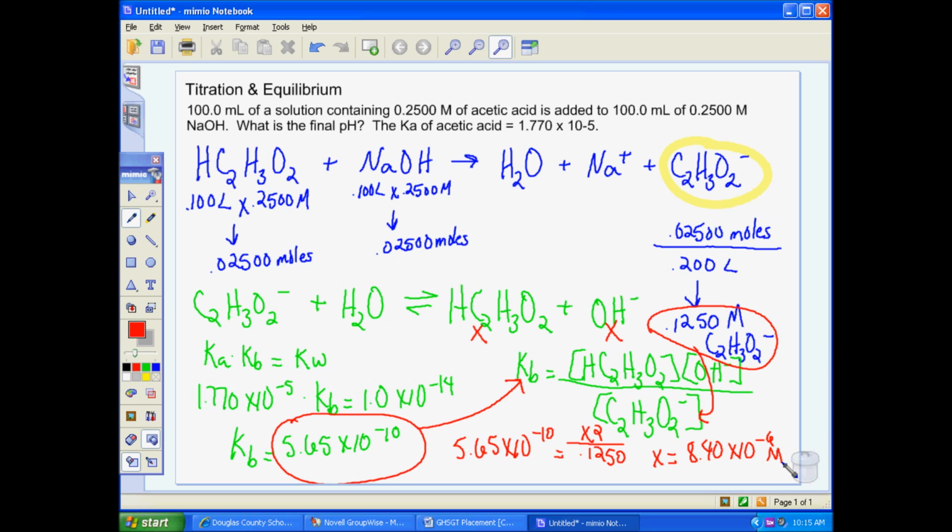Now the hydroxide, that's what you really want, because that's going to give you the pH of your solution. So now all you need to do is take the negative log of that hydroxide concentration and subtract it from 14. When you do that, you should get an overall pH of the solution that is equal to 8.92.